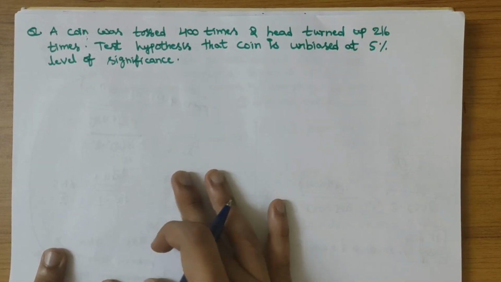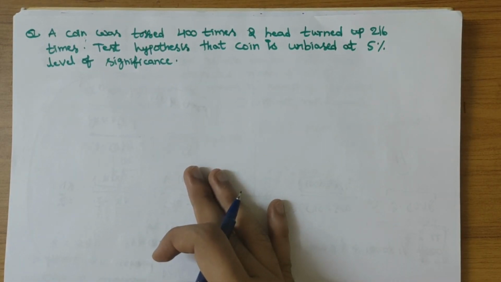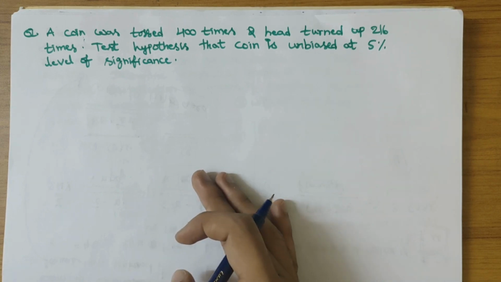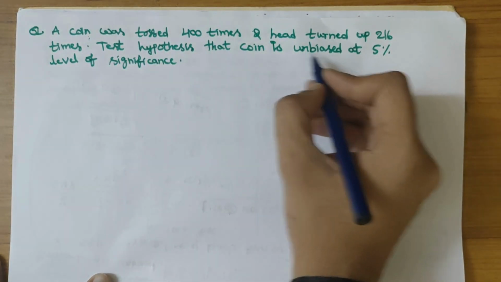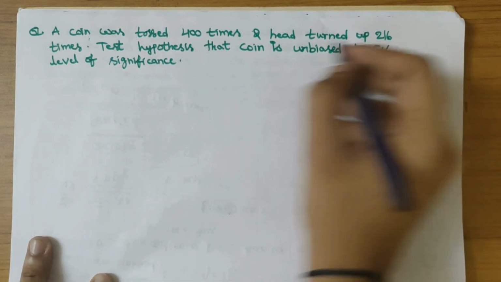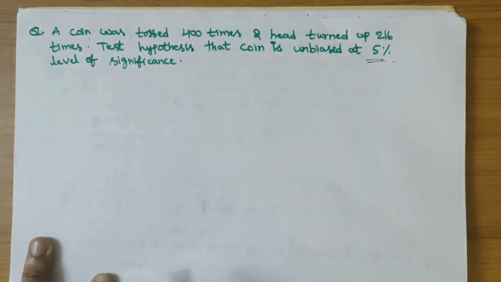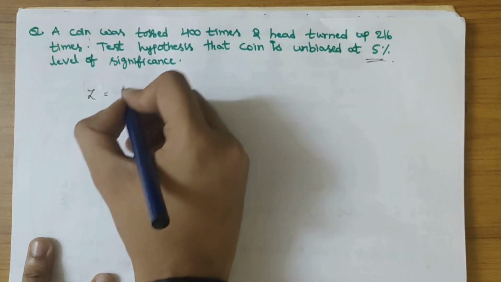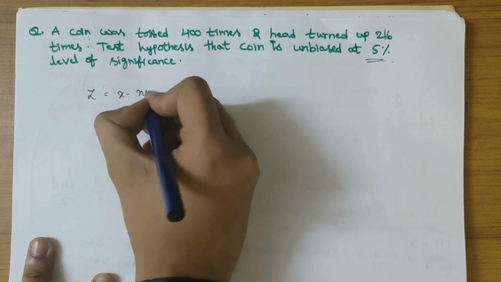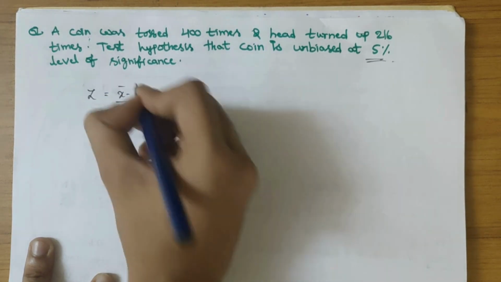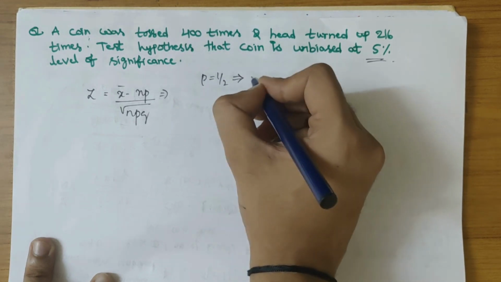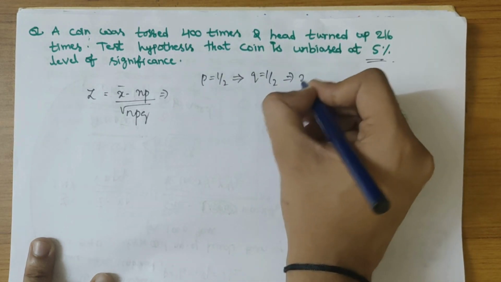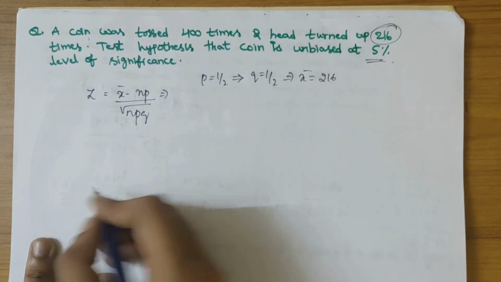Similarly, we have one more question that says a coin was tossed 400 times and heads turned up 216 times. So we have to test the hypothesis that the coin is unbiased at 5% level of significance. Here they have specified 5% level of significance. So let's write the formula. Z is equal to x minus NP by under root NPQ. Here the P value we know is 1/2, the Q value we know is 1/2, and the x bar value they have given as 216, right?